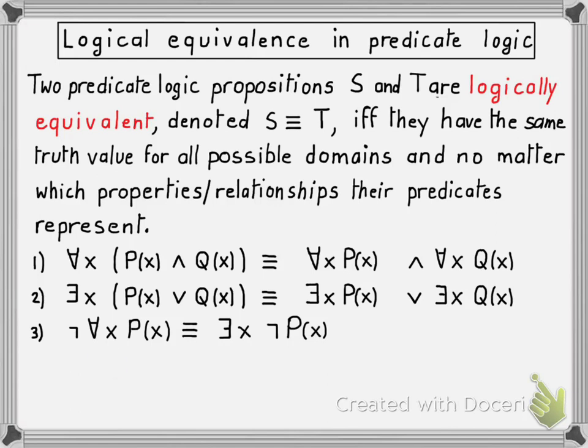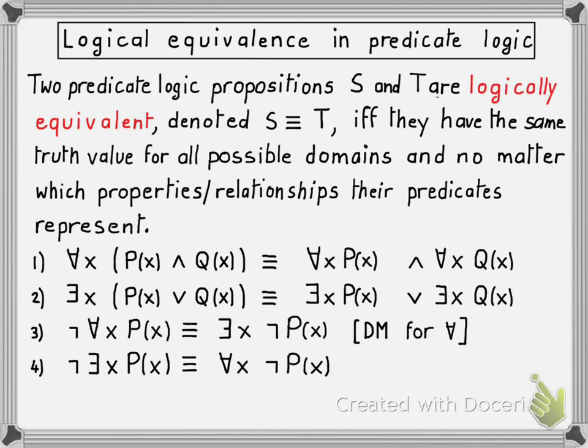Remember that for all x, P of x is equivalent to a conjunction, and there exists x something is equivalent to a disjunction. And remember how we proved that the negation of a conjunction is a disjunction of the negations. In fact, that's an example of De Morgan's law, so we can call this logical equivalence another De Morgan's law, but this one is for the for all quantifier.